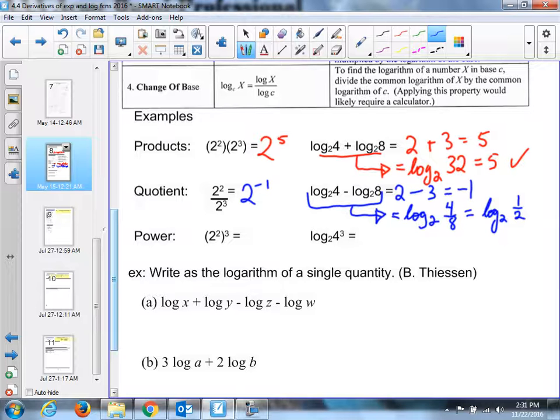Next, a power on a power. What do you do with the exponents in this case? Multiply. 2 to the 6. Yeah, we're good on that. That's 64. 3 times log 2 to the 4, or 2x equals 4. Okay, so we can see a few different ways.